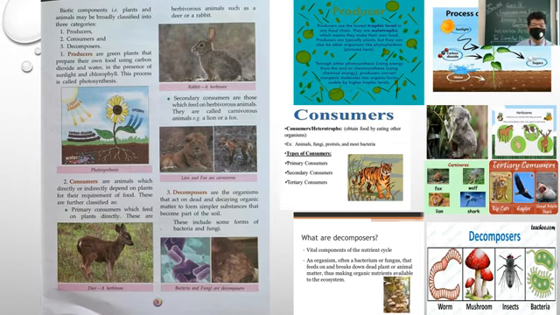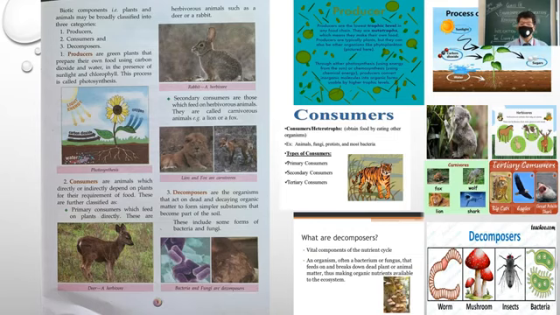Then comes the decomposers. The decomposers are the organisms that act on dead and decaying organic matter to form simpler substances that become a part of the soil. These include some forms of bacteria and fungi. So you can see these pictures I have put over here of all the types. Yes, that is herbivores, carnivores, the tertiary consumers, then the decomposers.